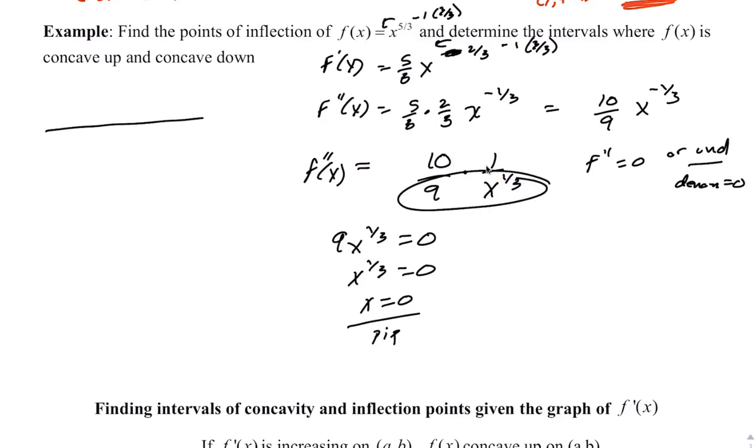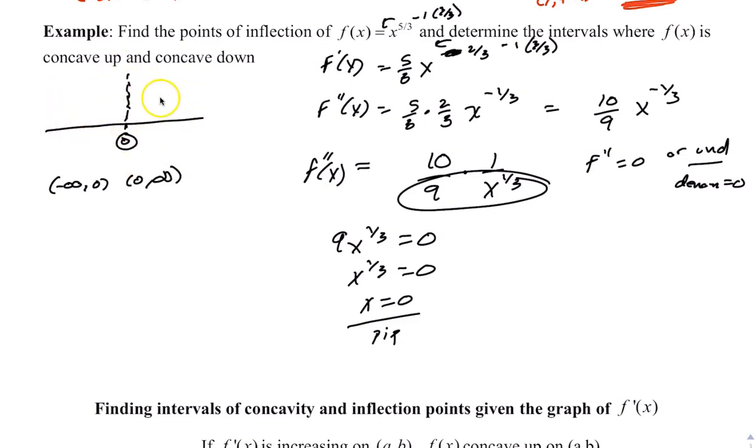My possible inflection point is at 0. I'm just gonna draw a line because I know it came from undefined. It's not a big deal though. This is the way I do it. So there's my possible inflection point. Let's hit the intervals that might be our answer: negative infinity to 0 and 0 to infinity. Those are my two choices for concave up, concave down.